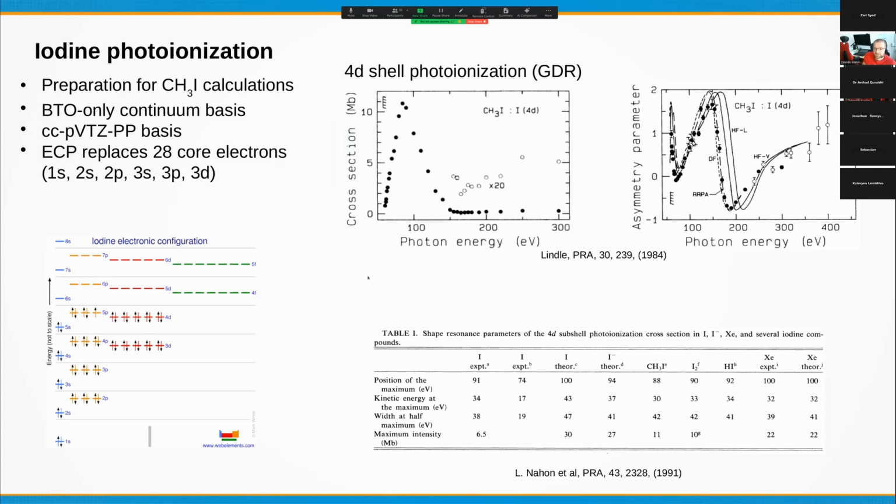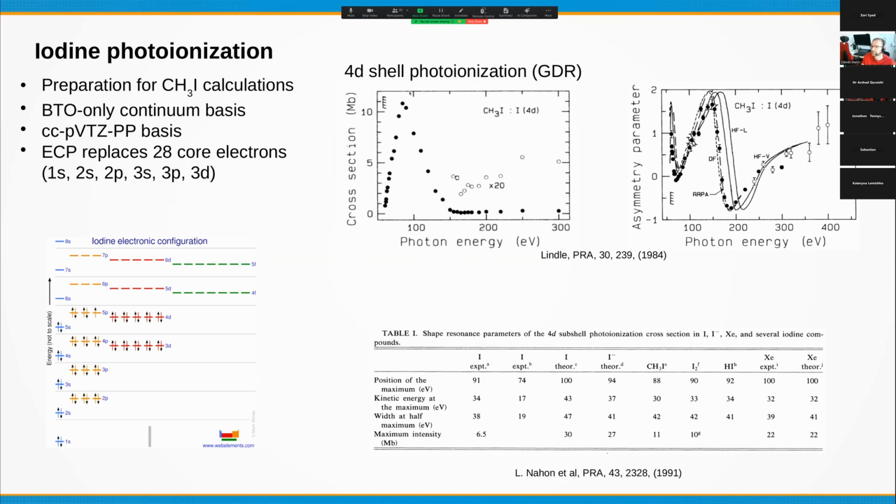However, what is of more interest to us is our calculations for heavier atoms, such as iodine. And in particular, in the future, we would like to do calculations for CH3I. In fact, those calculations are in progress. But as a preparation for those, we were looking at photoionization of iodine atom, in particular, photoionization from the 4D shell, which is a deeply bound shell in iodine.